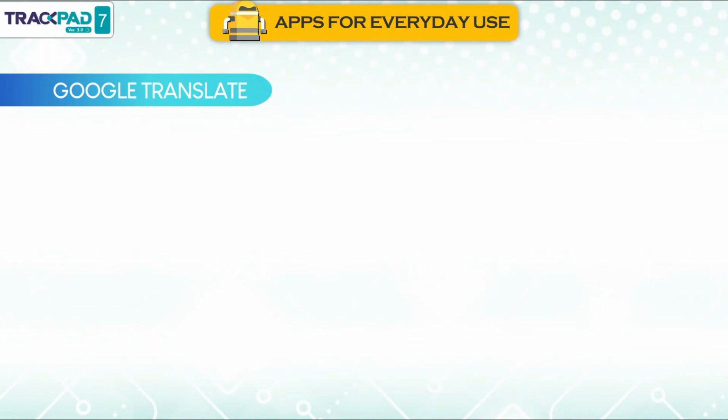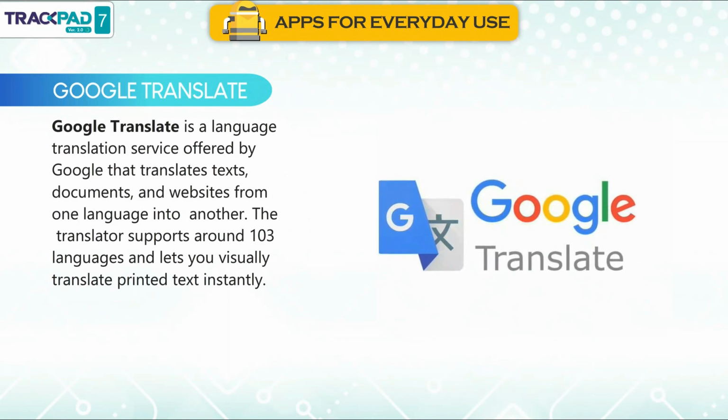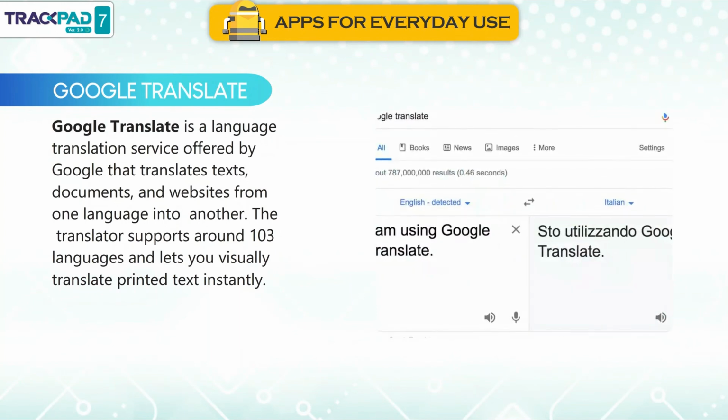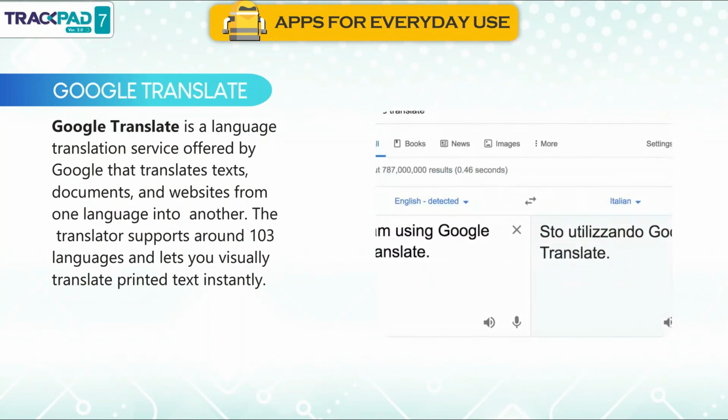Google Translate. Google Translate is a language translation service offered by Google that translates texts, documents, and websites from one language into another. The translator supports around 103 languages and lets you visually translate printed text instantly.